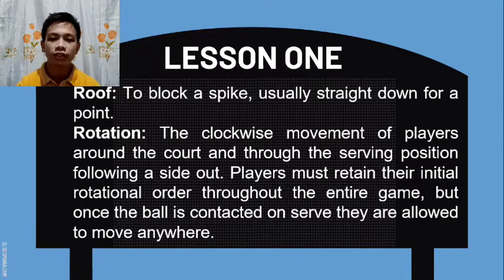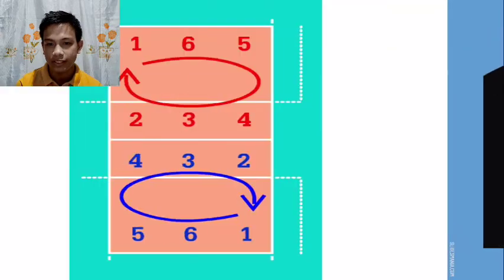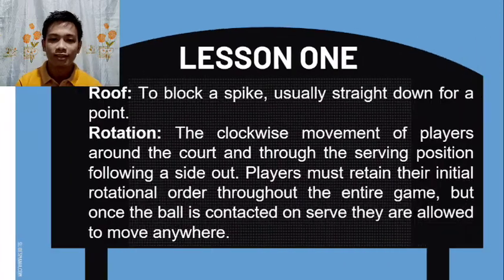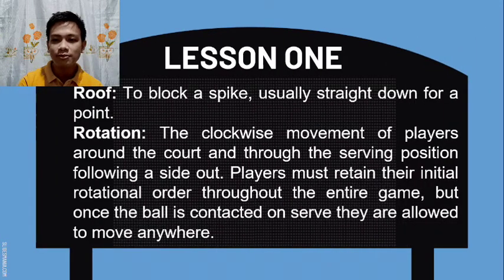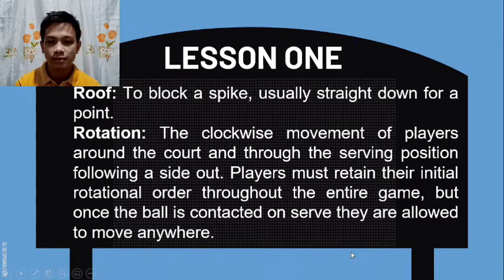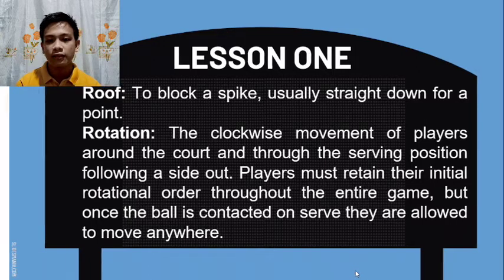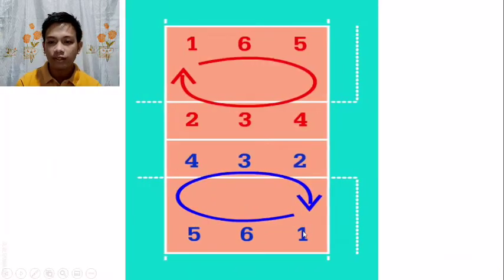Next, rotation. Ito na, meron tayong image siguro dito. Yan. Okay. Rotation, the clockwise movement of players around. Ito yung movement ng rotation, clockwise around the court and through the serving position following a side out. Ito na yun. Yung sinasabi kong si 1, player 1 will go here, 6 will go here, 5 will go here, 4 will go here, 3 will go here, and number 2 will be the next one who will serve.